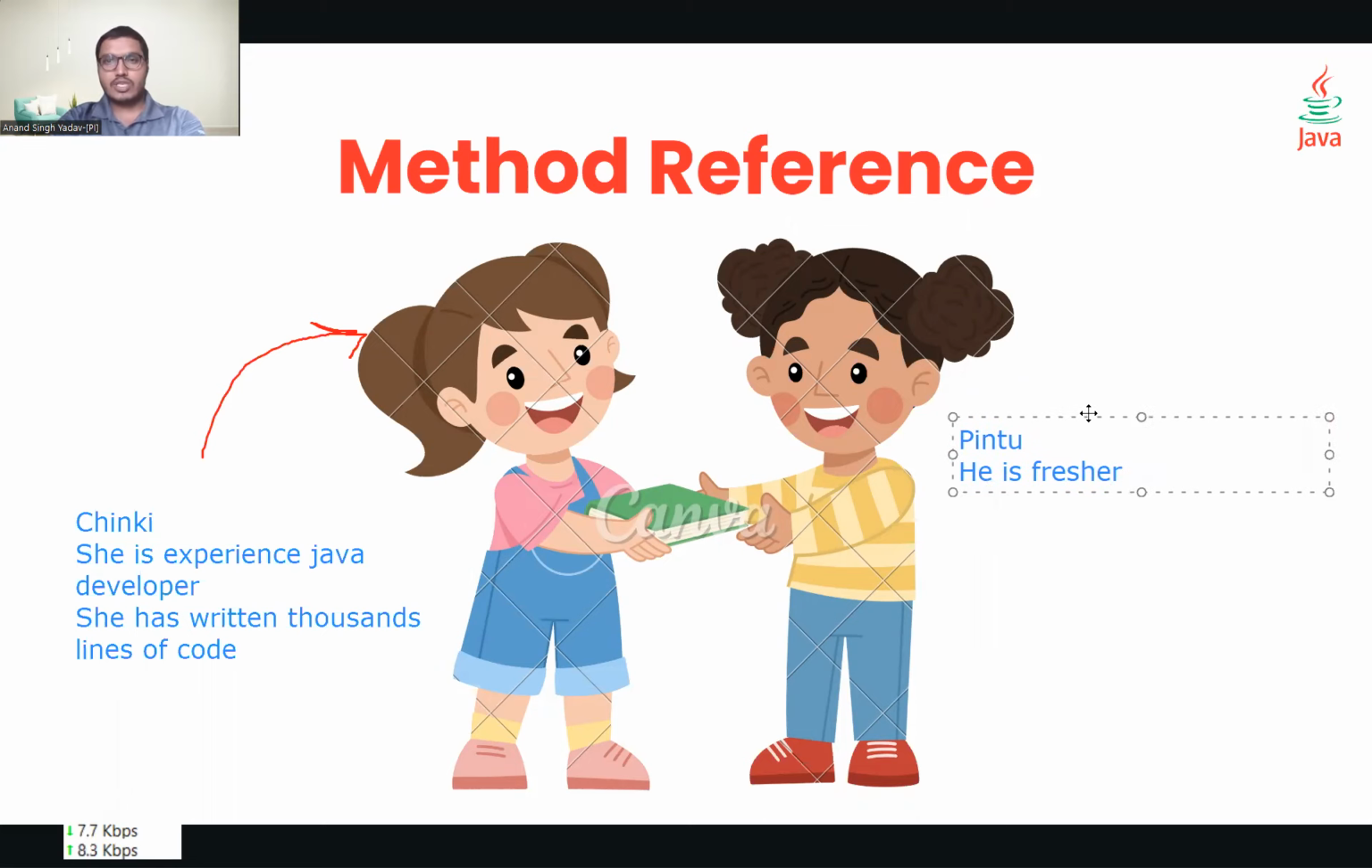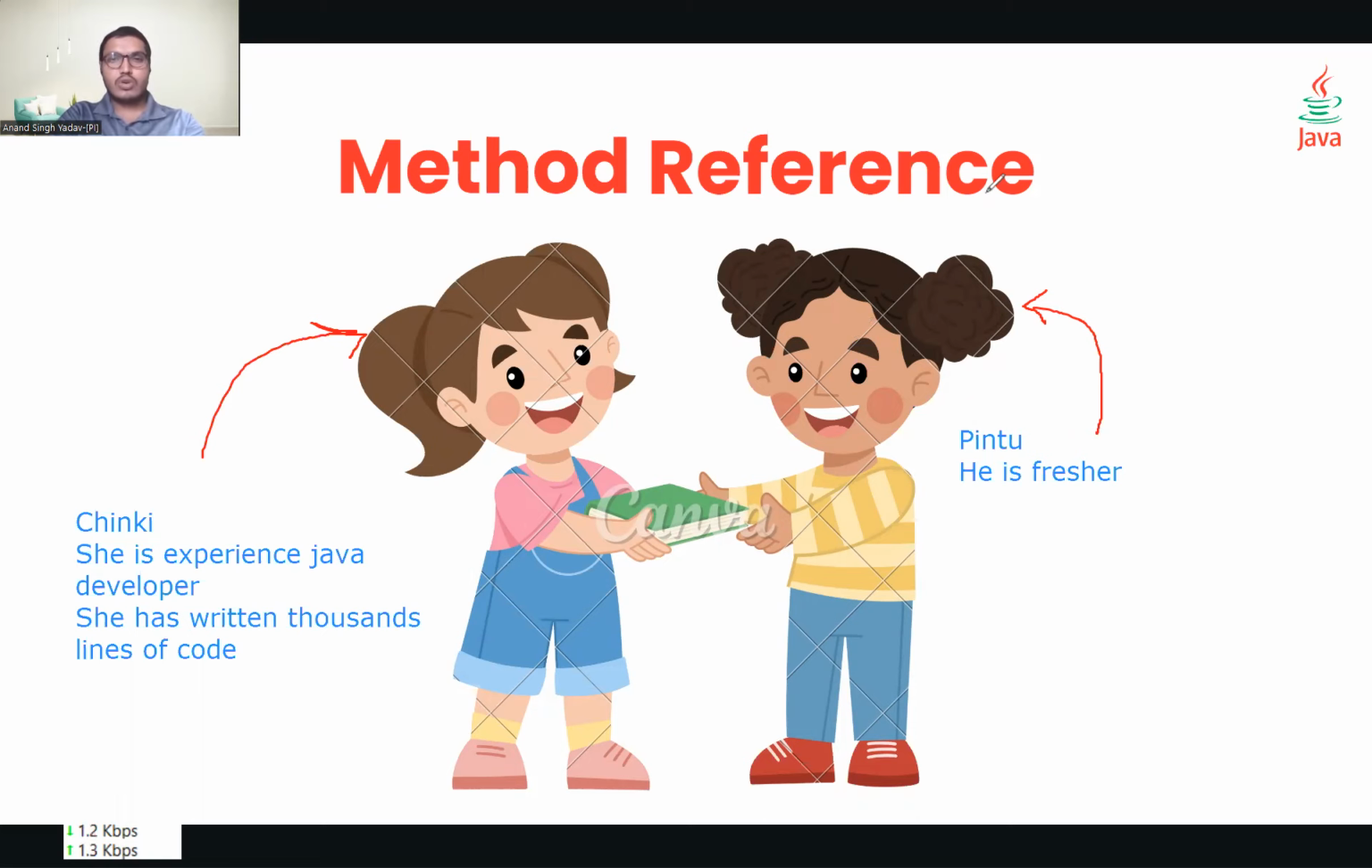Right now, Chinky is saying to Pintu, don't worry. I'm here to help you. I will help you wherever you are lagging. Wherever you need my help, I will help you, because I have already written lots of code. I know how your journey is going to be. So don't worry, I'm here to help you. How Chinky is going to help, I will tell you later in this story. I hope this point is quite clear to everyone.